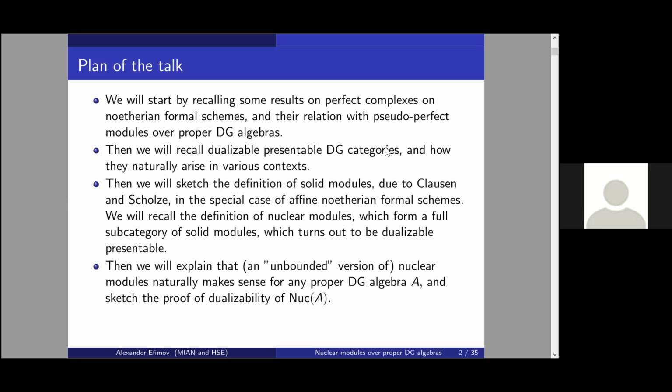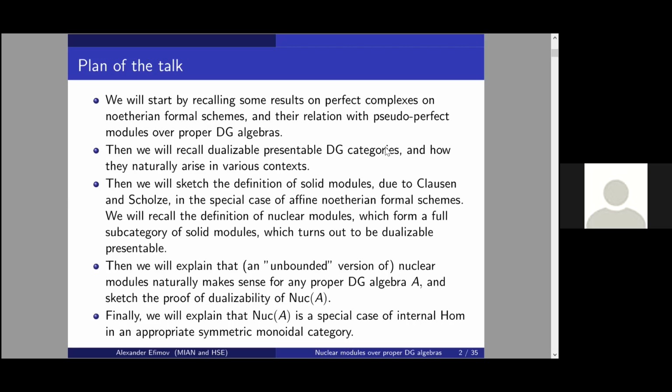And then I will explain that a certain enlargement of this category, some unbounded version of nuclear modules, naturally makes sense for an arbitrary proper DG algebra over a commutative ring. And I will give a general definition in this case of the category of nuclear modules and sketch the proof of dualizability of this category.